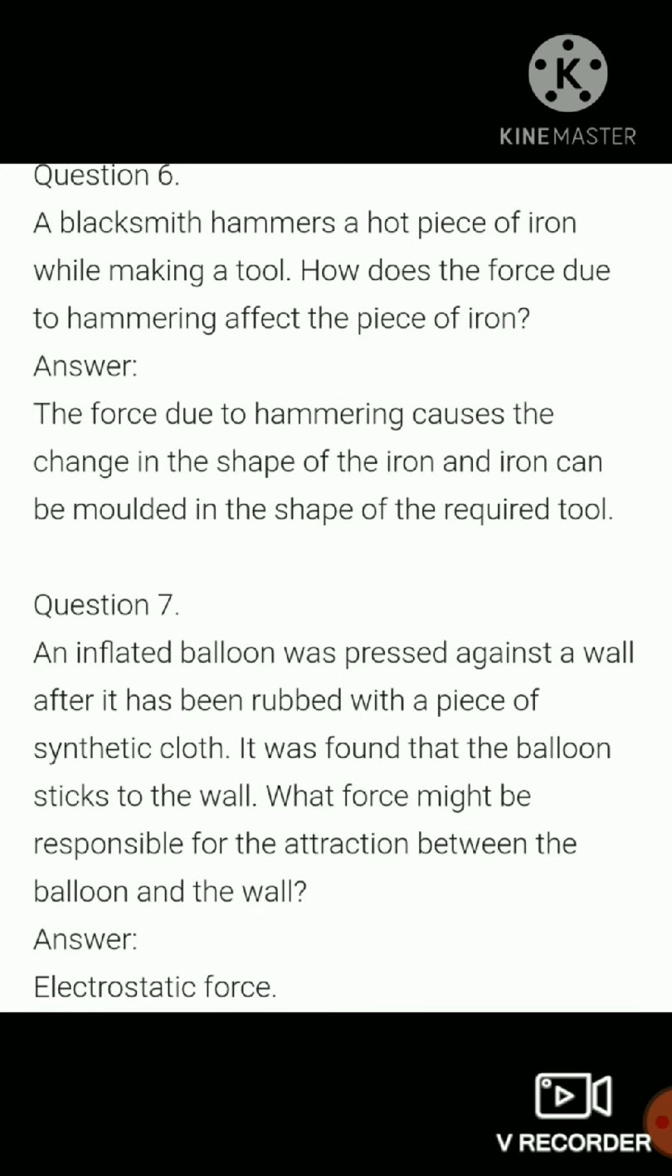A blacksmith hammers a hot piece of iron while making a tool. How does the force due to hammering affect the piece of iron? So, the force due to hammering causes a change in the shape of the iron, and iron can be molded in the shape of the required tool. Now question number 7. An inflated balloon was pressed against a wall after it had been rubbed with a piece of synthetic cloth. It was found that the balloon sticks to the wall. What force might be responsible for the attraction between the balloon and the wall? Electrostatic force. Okay. Now question number 8.